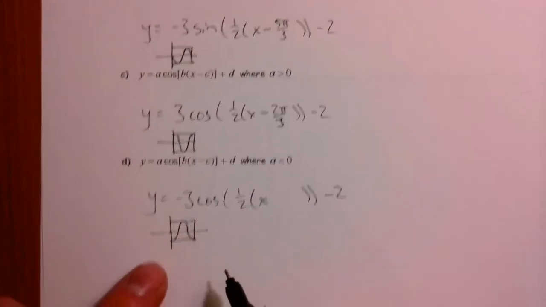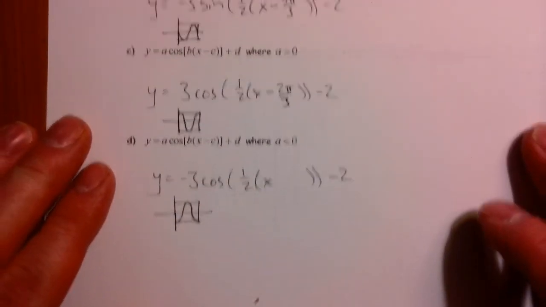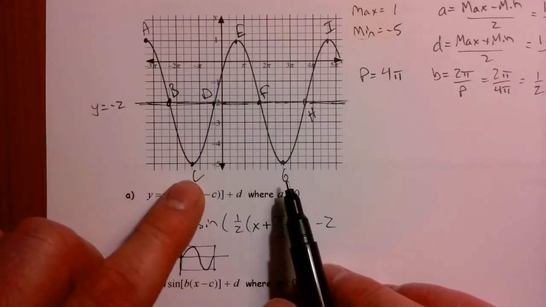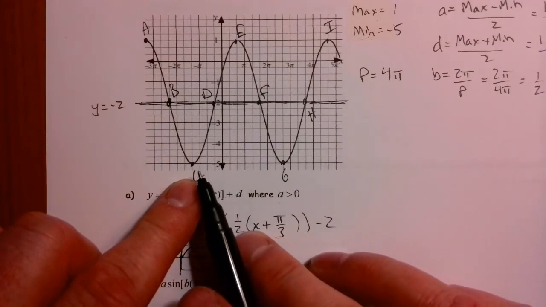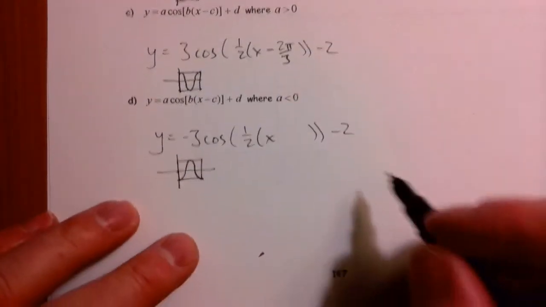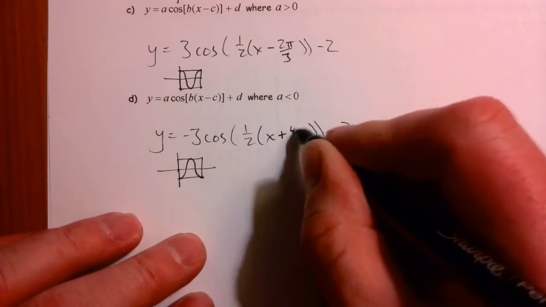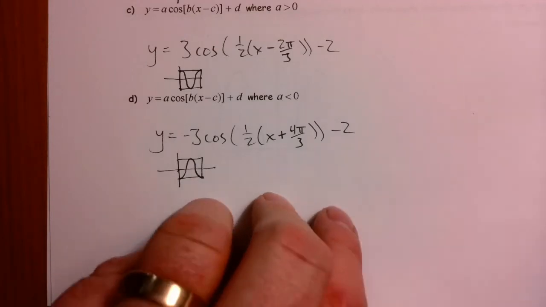Okay? And now finally we're going to look at our negative cosine here. And negative cosine starts at the bottom. So in this case here, it's either going to be point C or G, but C is closest to the y-axis. And it's 1, 2, 3, 4 spots to the left. So to tell the formula here that we want to go to the left, we're going to go x plus, and this will be 4 pi over 3. Okay? Now, let's take a look at some other examples.